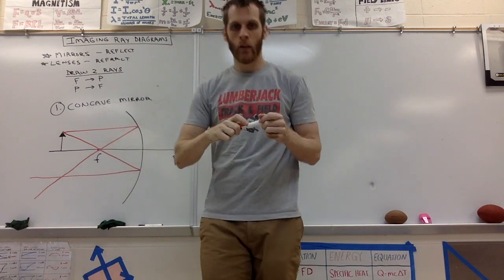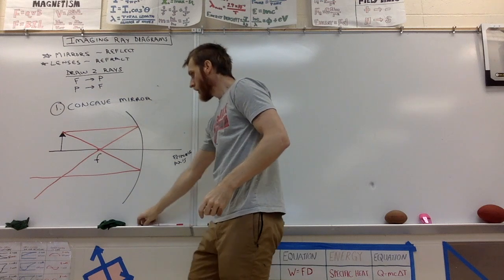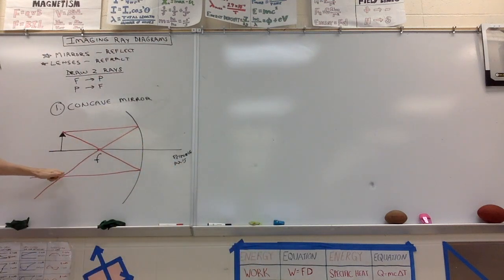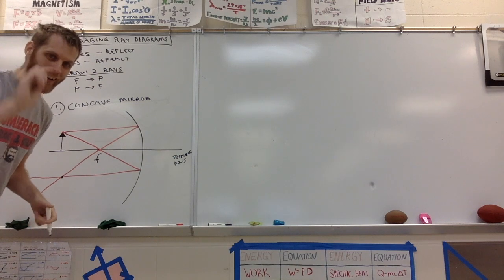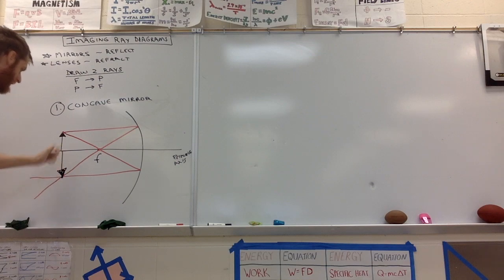And look at that. Those two lines cross right there. So that's where the tip of my arrow would be. Is the tip of my arrow? Hello? Is the tip of my arrow? So my arrow is below the principal axis, so it tells me that it's upside down.